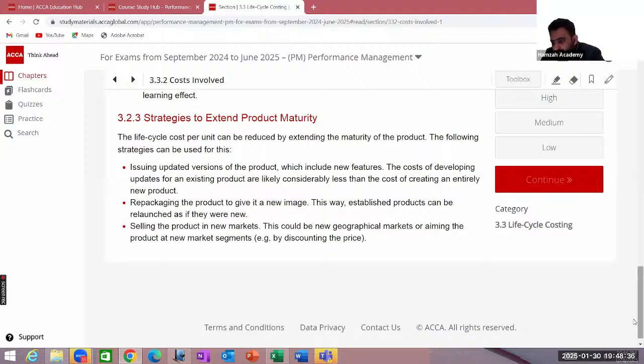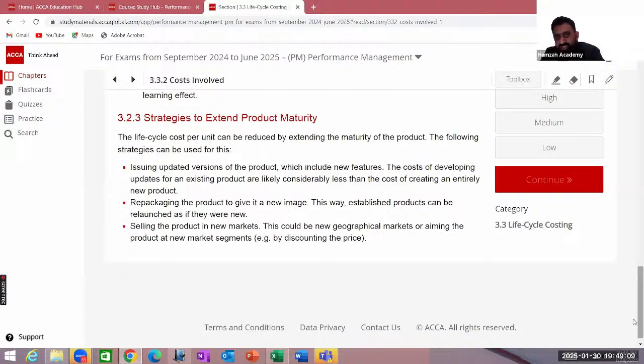Now, the challenge or the question is how they can extend the maturity of the product. That is the question mark. For that purpose, we have certain strategies, like issuing an updated version of the product which includes new features. The cost of developing an update for an existing product is likely considerably less than the cost of creating an entirely new product.